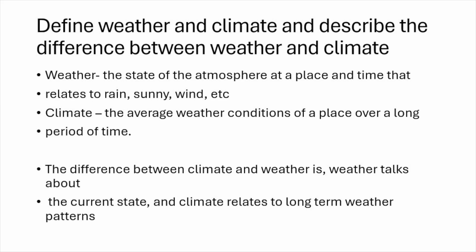Define weather, climate, and describe the difference between weather and climate. Weather is the state of the atmosphere at a place and time that relates to rain, sunshine, wind, etc. Climate is the average weather conditions of a place over a long period of time. The difference is weather talks about the current state, while climate relates to long-term weather patterns.